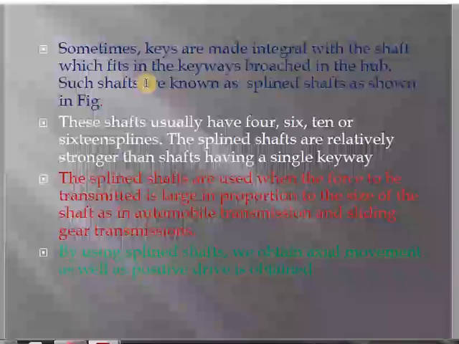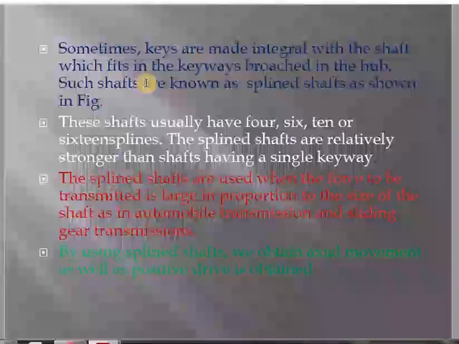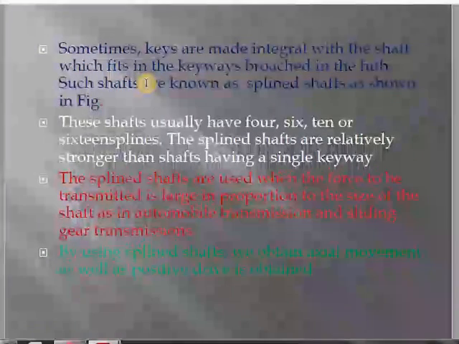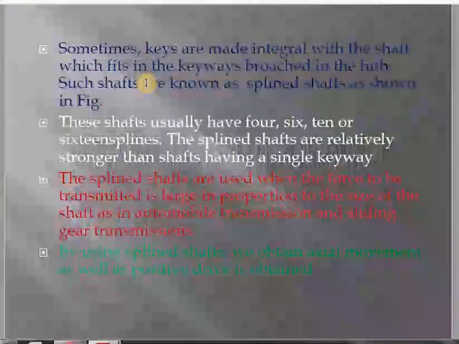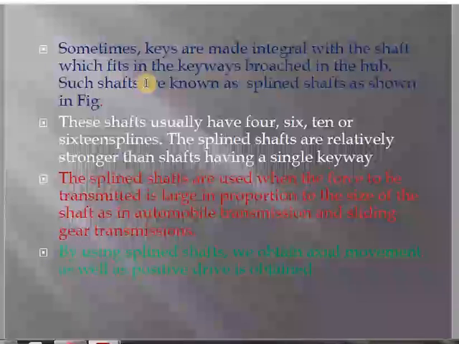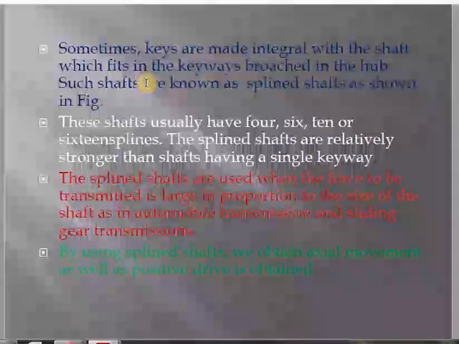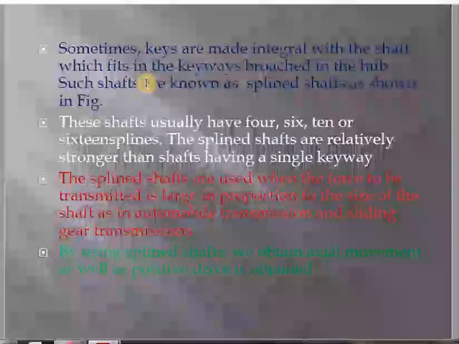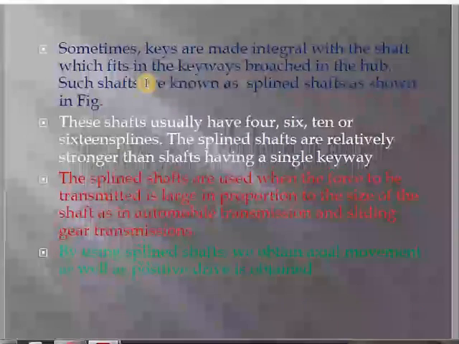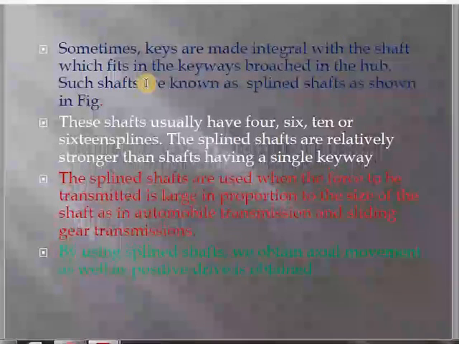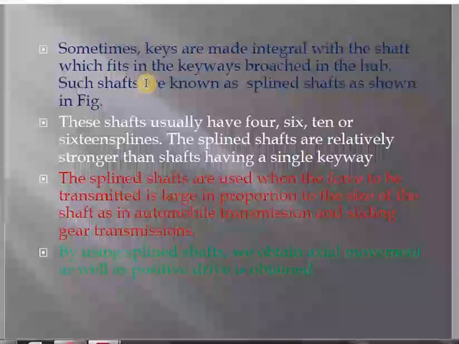All the keys mentioned above are individual parts. What we have discussed previously are all individual keys. Now, when the keys are integral parts of the shaft or hub, we call them spline shafts. These are used in special applications where we have to transmit a torque larger in proportion to the size of the shaft. We can see these spline shafts in an automobile transmission, sliding gear transmission, etc.